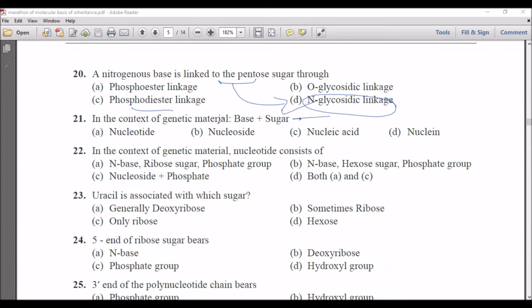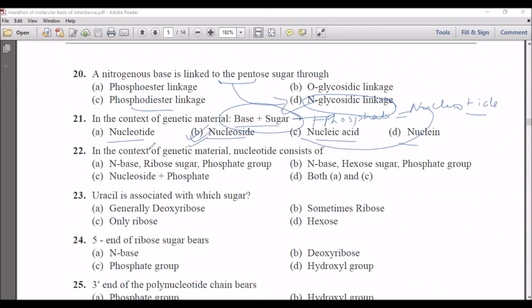In the context of genetic material, base plus sugar is equal to nucleotide, second is nucleoside, third is nucleic acid, and fourth is nuclein. So we know that base plus sugar is equal to nucleoside. And when we add a phosphate group to this, it will be equal to nucleotide.